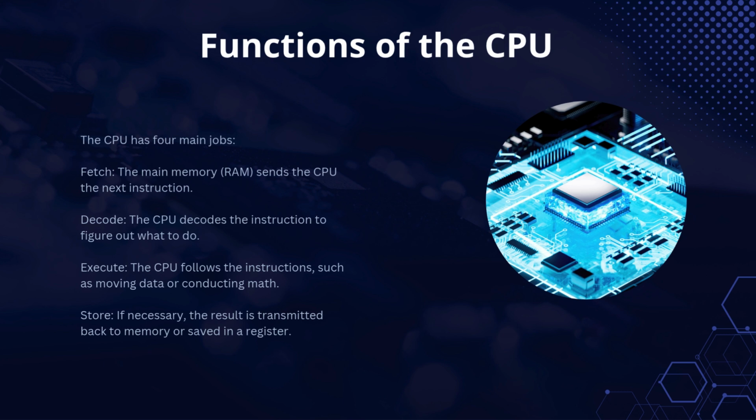So let's move on with our next part, which is functions of the CPU. The CPU has four main jobs. First of all, it fetches. What it fetches: the main memory, which is the RAM, sends the CPU the next instruction, and then it decodes. The CPU decodes the instruction to figure out what to do.